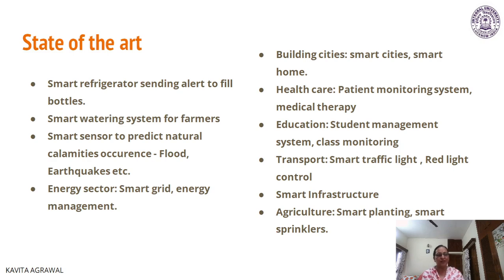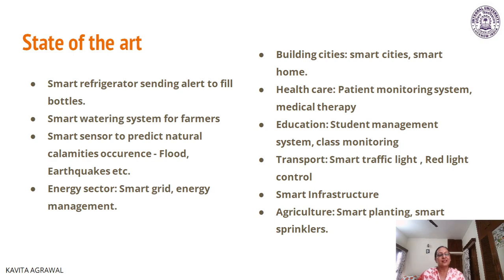We can talk about the things which we take for granted, which are all around us and which basically come under Internet of Things. We have smart refrigerators, we have smart watering systems for farmers. These systems will sense the soil moisture, the humidity, and the requirement of the plant, and then accordingly the plants will be watered. This is a very, very good system. This helps us to save water, which is a very important commodity in the current scenario.